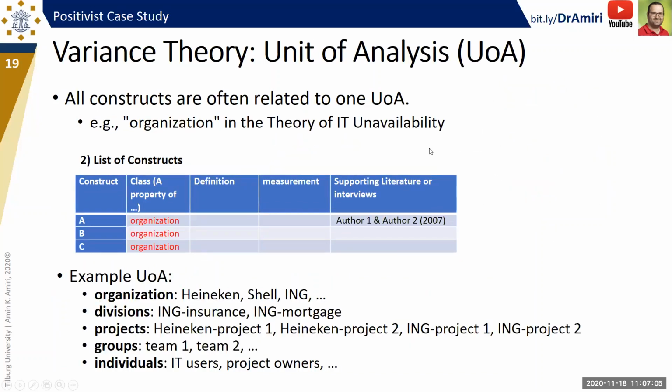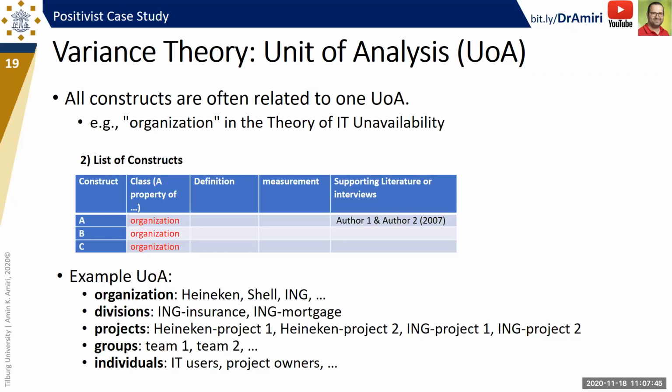Okay, what is a construct in a variance theory? All constructs are often related to one unit of analysis. So you will hear this unit of analysis a lot. And that unit of analysis can be different things from one construct to another construct. For example, if you have a construct called IT unavailability, you can assign a high or low value, how much the systems are unavailable. They are unavailable for 3 days per year, or 1 day per year, or 1 hour per year, or 2 weeks per year.